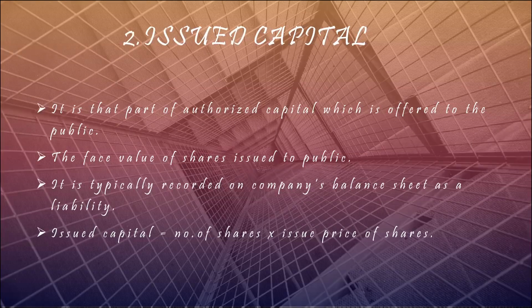And the second one is the issued capital. Issued capital is that part of the authorized capital which is offered to the public, to the directors as qualification shares, and issued to vendors as purchase consideration. It is the face value of shares issued to the public. For example, 2 lakh shares are issued at rupees 10 each. If the whole authorized capital is offered to the public, the authorized and issued capital will be the same.